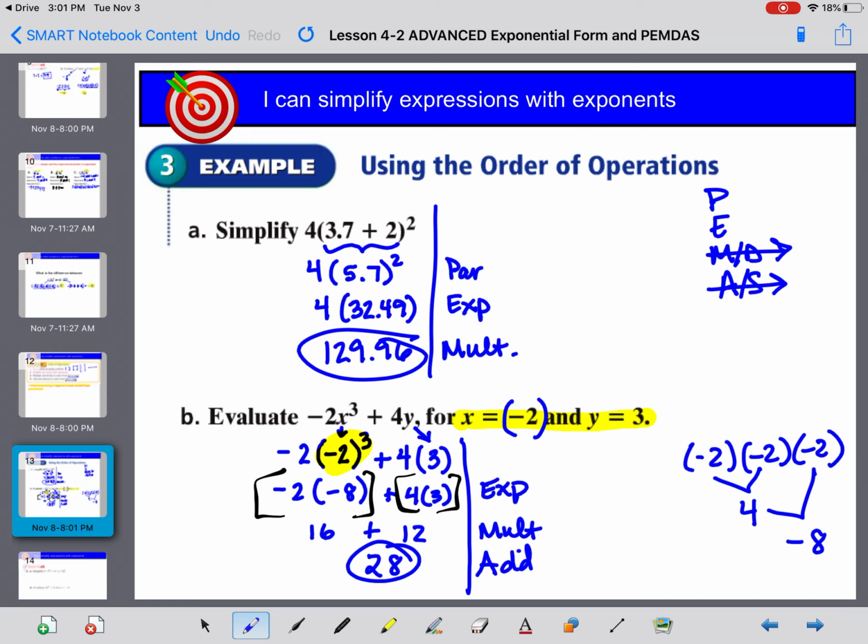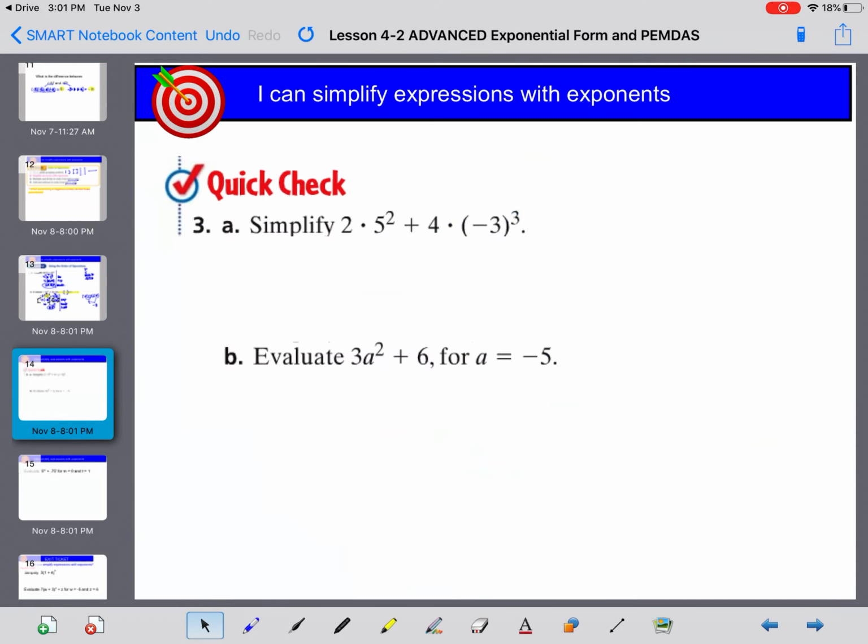The main takeaway is that if you are going to substitute a negative number into an expression, you always, always, always put parentheses around it as you put it into the problem. All right, pause the video here, give these two a try, and show your steps that you use in the order of operations.